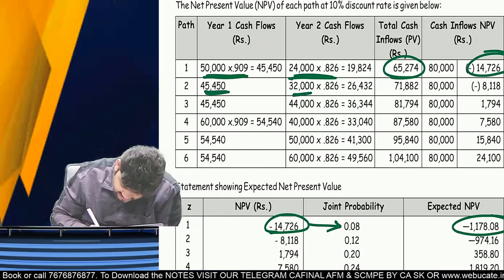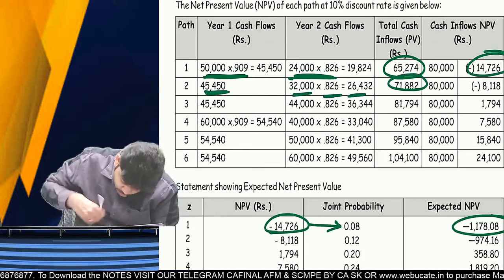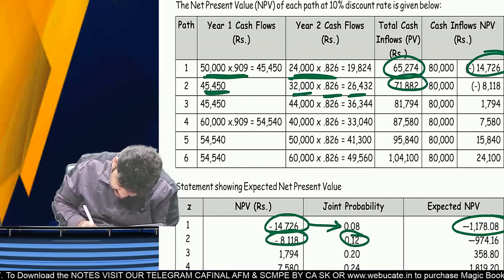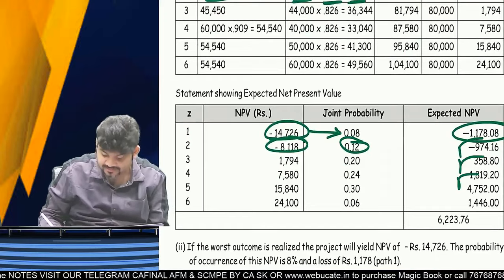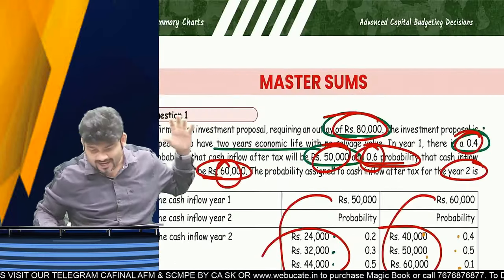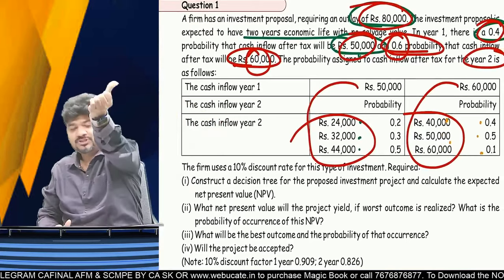45,450, the other part is 32,000. We will get it at the present value. To this, we will apply the joint probability. Get the expected NPV. And that's how my whole concept of decision tree with joint probability is also taken care of.